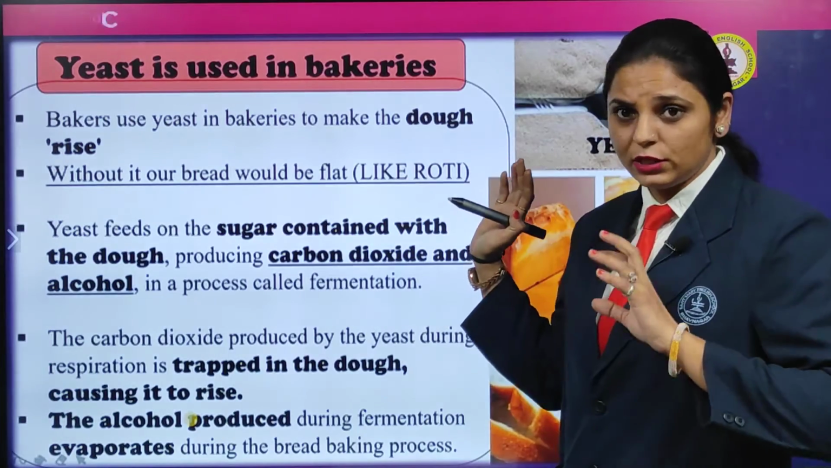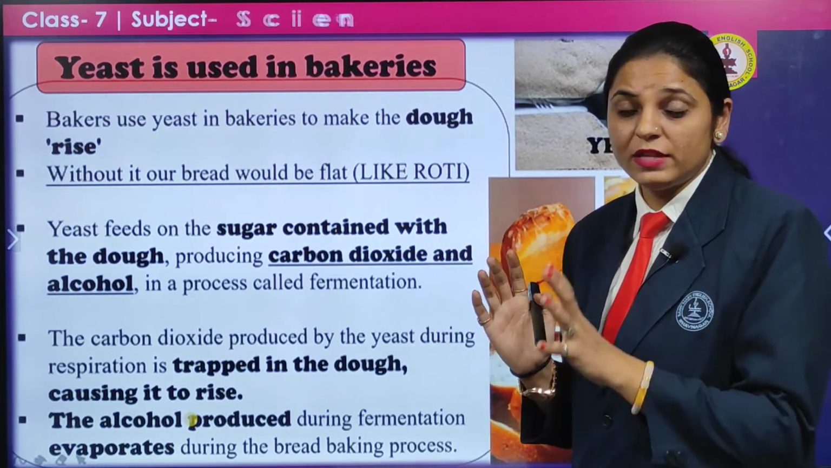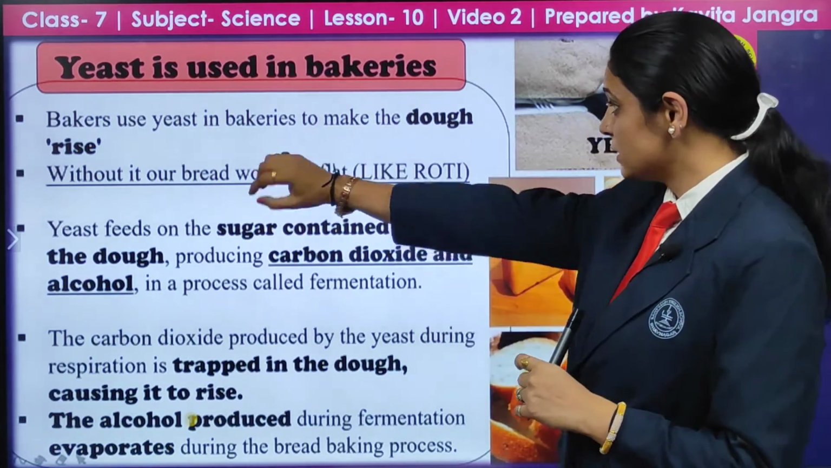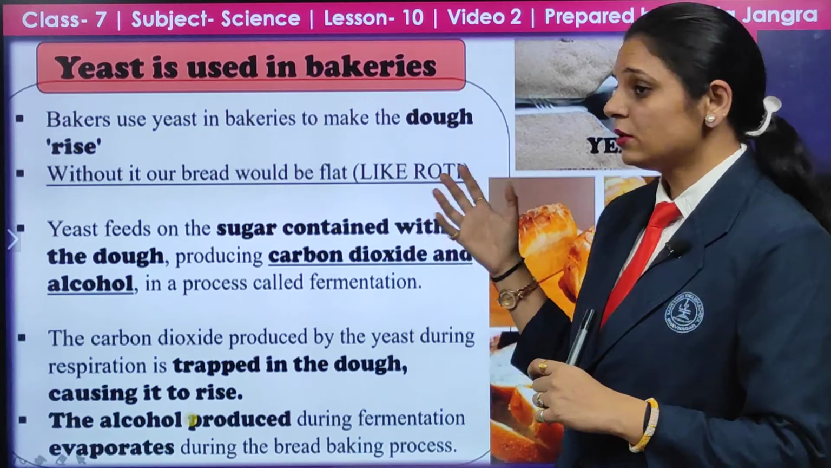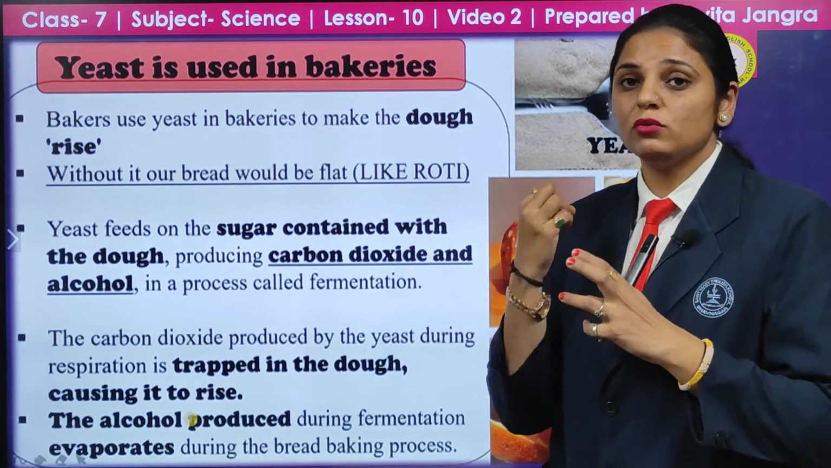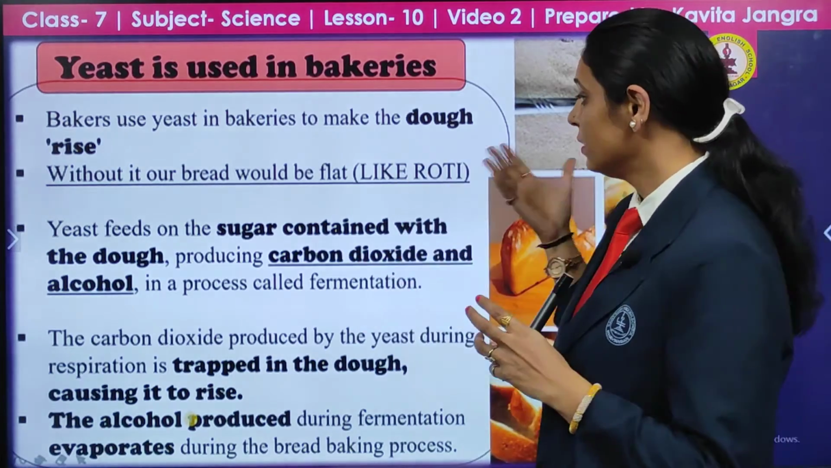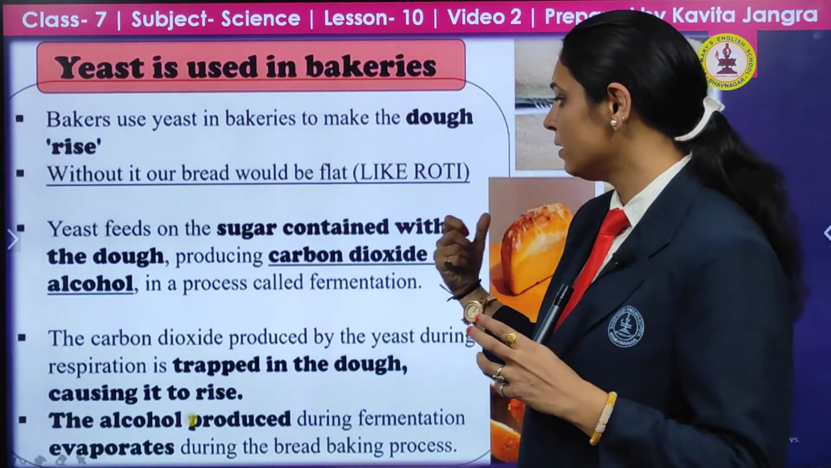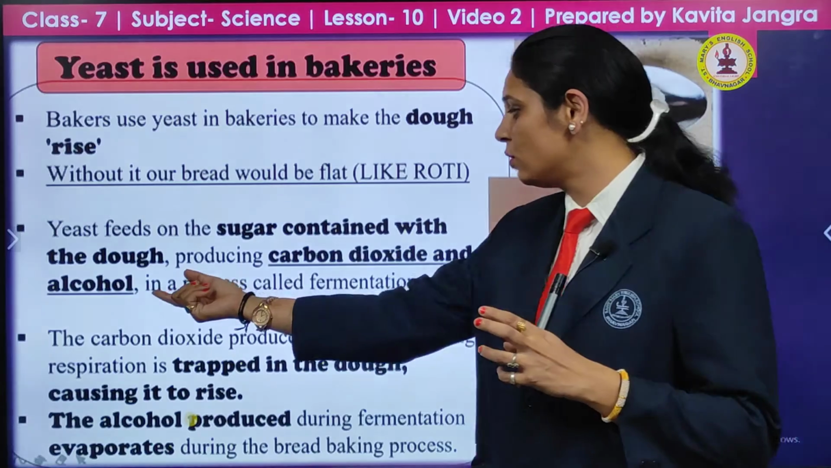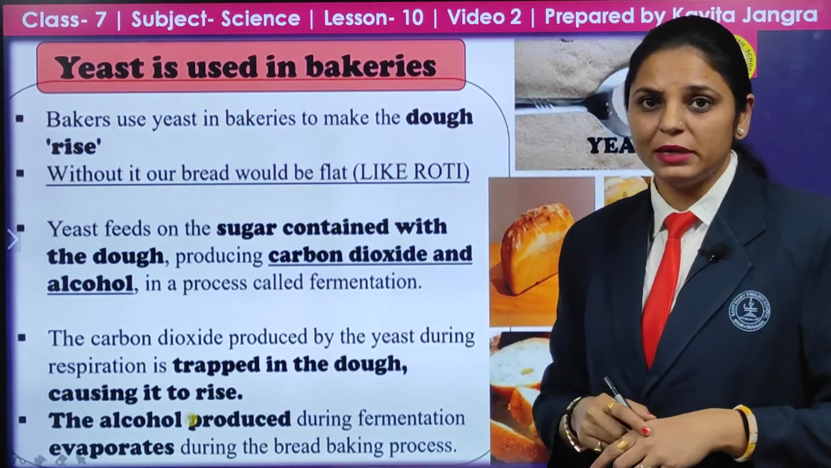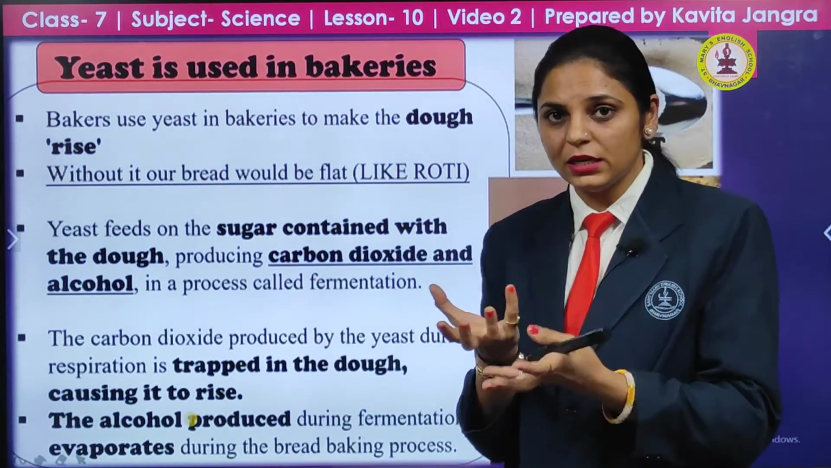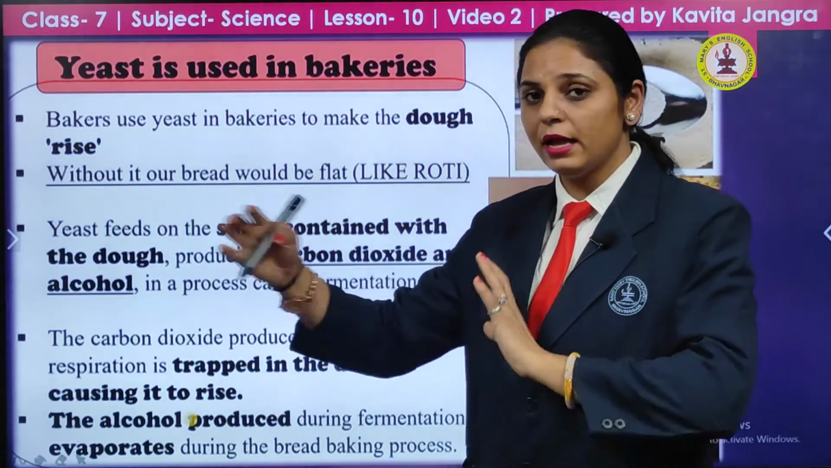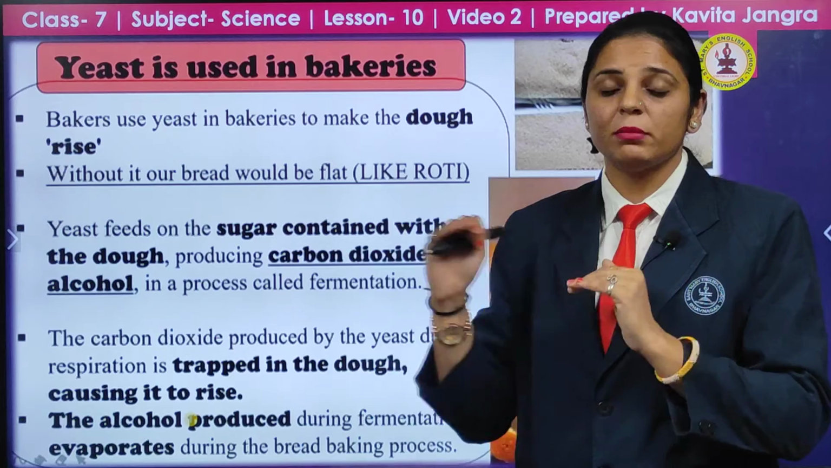On the basis of the end products, alcohol and carbon dioxide, the gas is released. This is used in bakeries. Why? To help the dough rise, because the sugar contained in the dough is broken down, producing carbon dioxide and alcohol. That process is known as fermentation. So when yeast is added to a food product, it is actually undergoing fermentation.